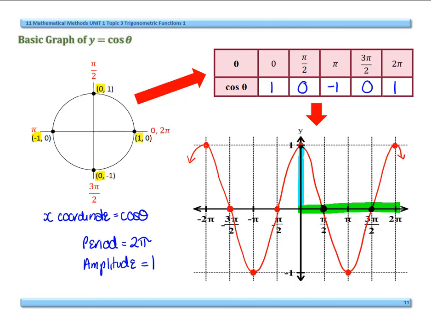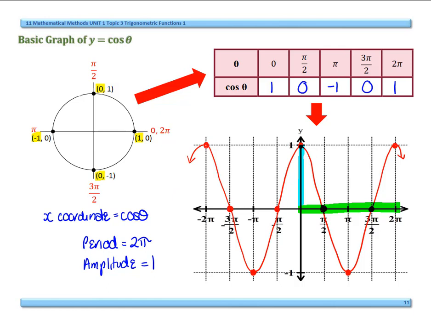So the key thing to remember with our cos graph, for our basic graph, is it starts at the top and then down and up. So that is our basic cos graph.